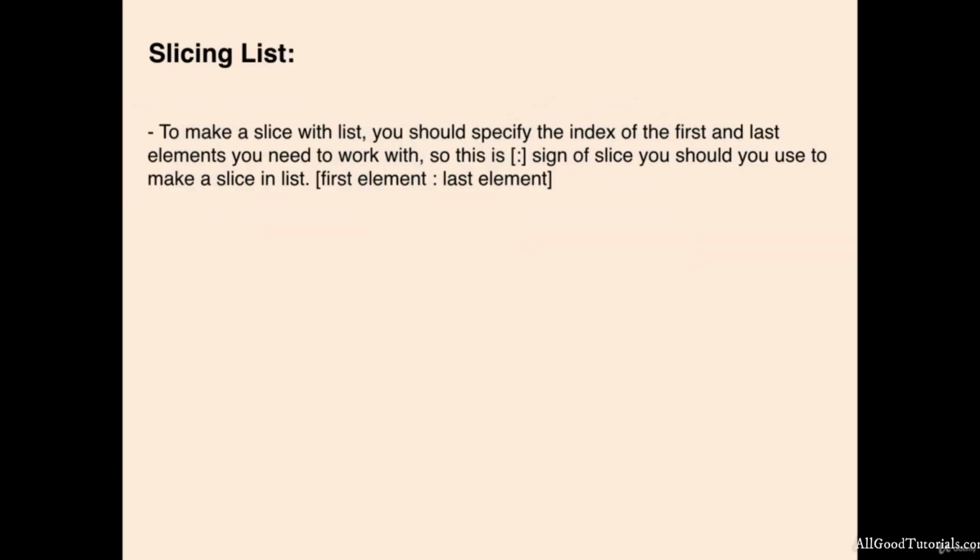Making a slicing list. To make a slice with a list, you should specify the index of the first and last elements you need to work with. So this is the sign of slice. You should use it to make a slicing list. Square brackets, first element, colon, last element. Let's see how.